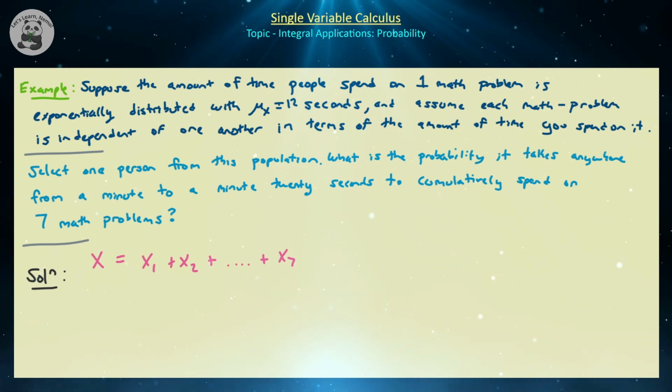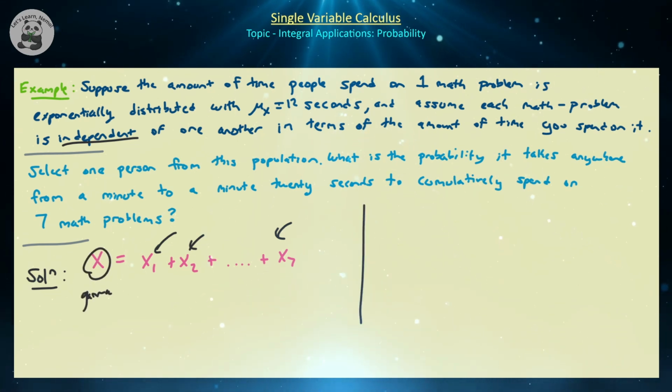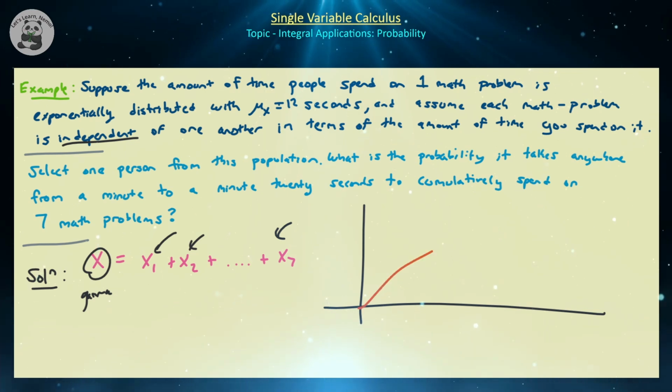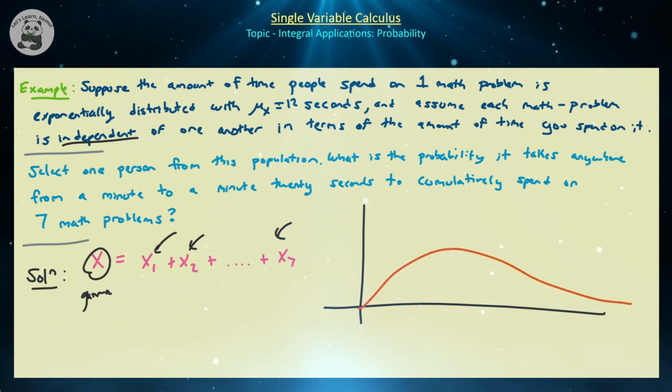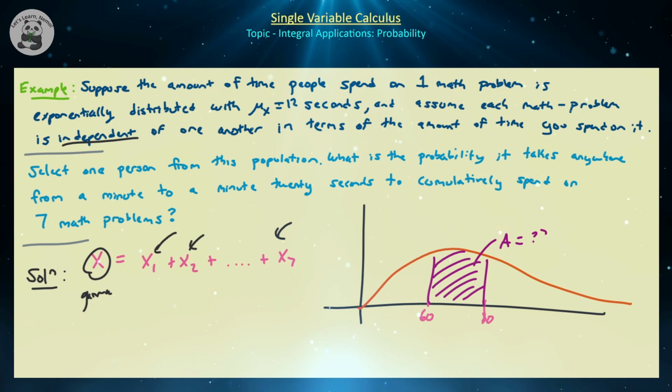So we already know, since we're assuming that each math problem is independent of the other, and since each of them are the same exact exponential random variable, each with 12 seconds average, then this random variable is going to be a gamma random variable. So what we are interested in finding is the probability that it takes anywhere from a minute to a minute 20 seconds. So that's going to be 60 seconds to 80 seconds, and we're interested in finding the area between 60 and 80 for this probability density function.